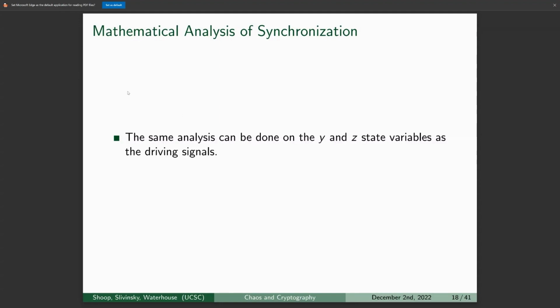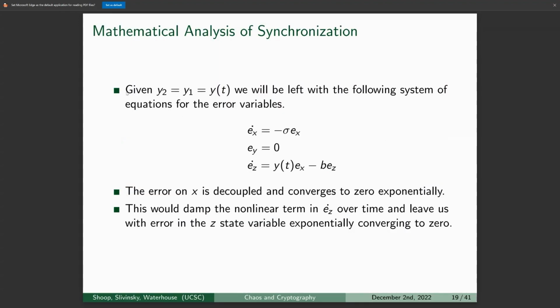Now we're going to look at some alternate scenarios and see whether we can use y or z as our driving signals in our chaotic systems. And of course we can use them, but we want to know if they'll converge, whether we can get a convergence of our other state variables. So one scenario we'll look at is y1 equals y2, and we'll be sharing y among the two chaotic systems.